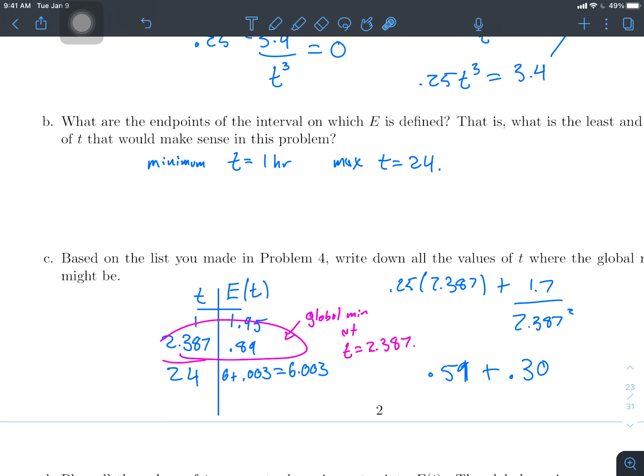More questions? What do the global minimums and maximums mean in terms of this problem? Like how to interpret it? Yeah. Okay, so this one has a very real interpretation, right?